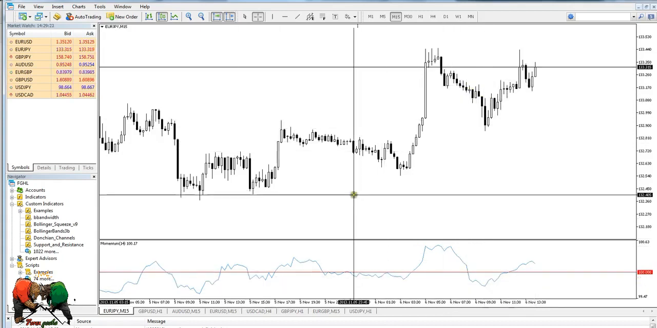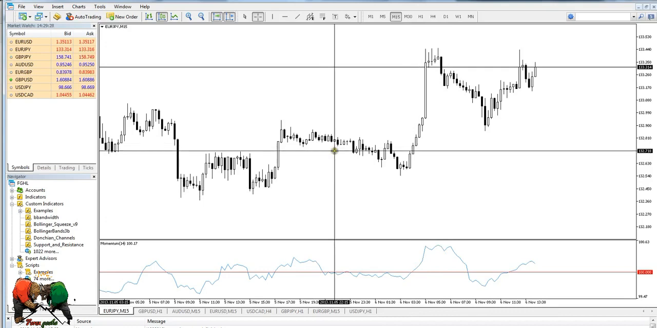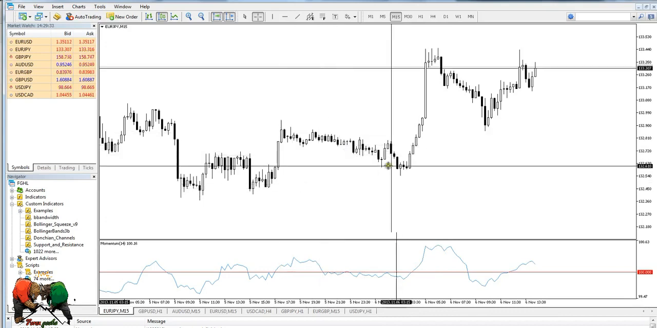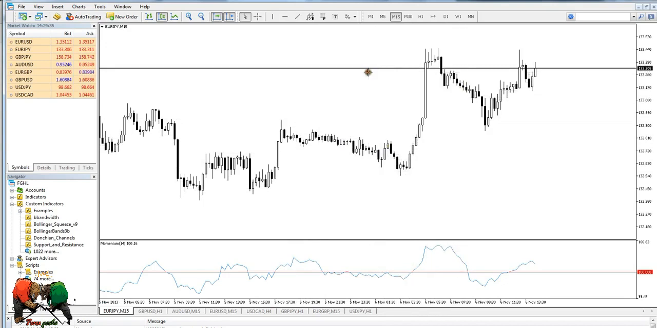So that's the momentum indicator in a nutshell. If you're not sure about the momentum indicator, please refer to the video that we've done on it. You might want to watch that first before you get into this. So what we're looking for is this.